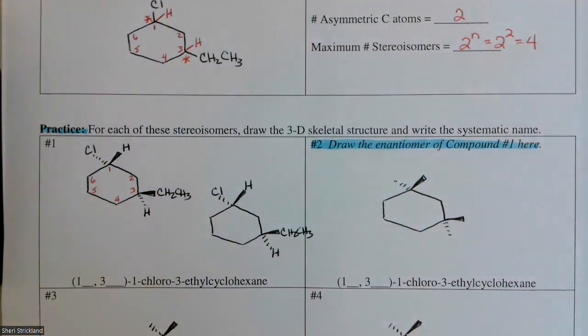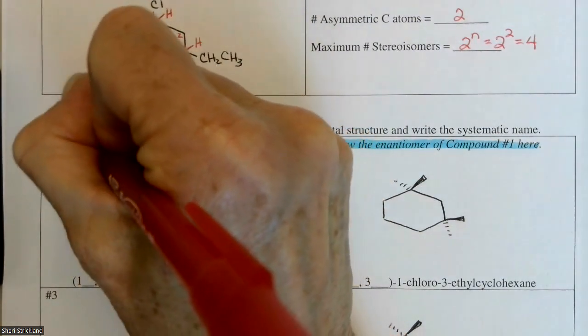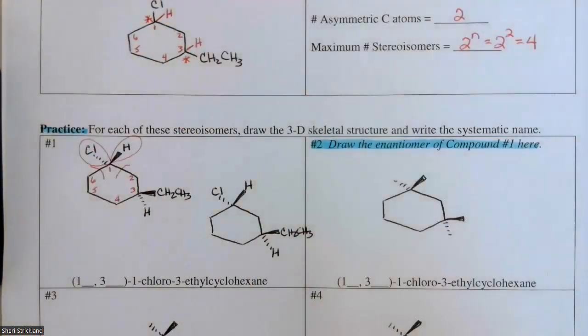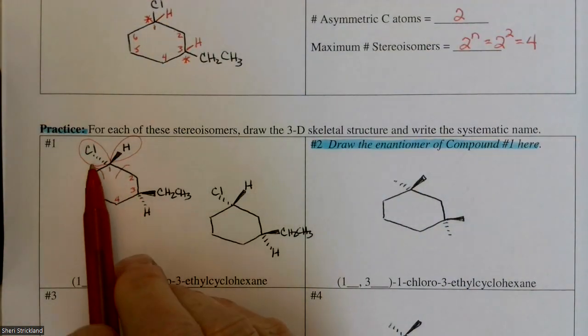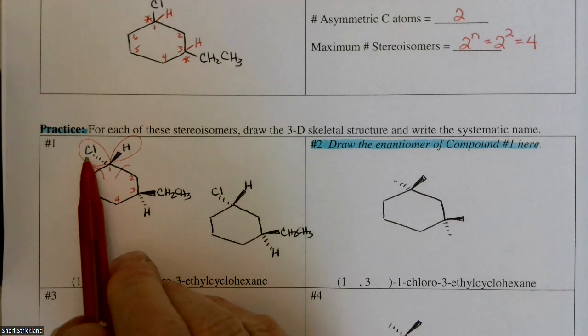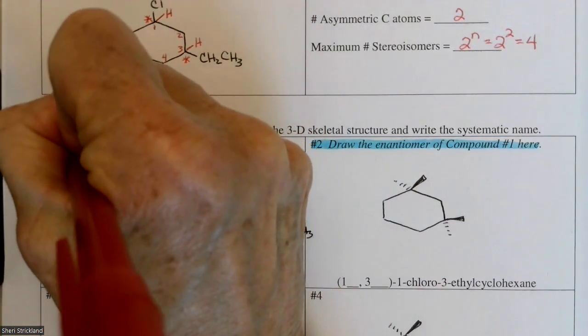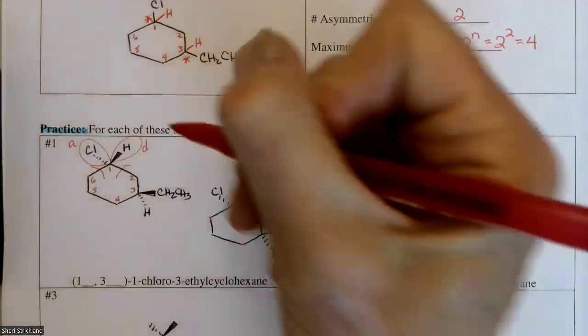So if we look at what we've got at carbon 1, these are the 4 things. And remember that when we prioritize those, we're going by the atomic number of the atoms that are directly attached to this asymmetric carbon. So that makes chlorine first. And then the 2 carbons will be second and third, and the hydrogen will be last.